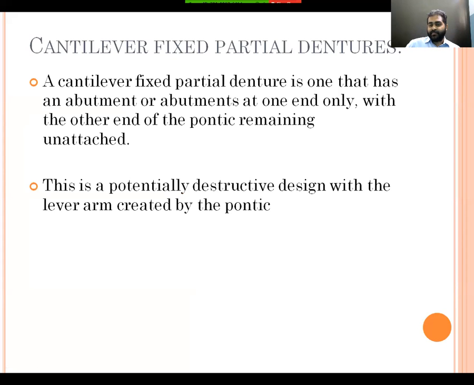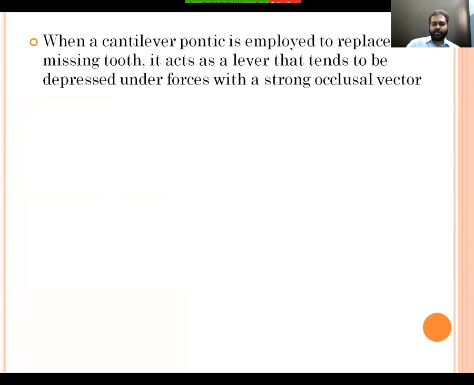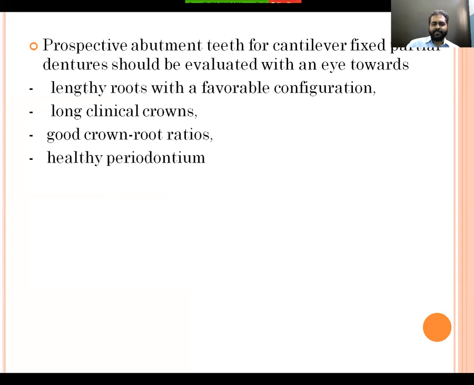The use of a cantilever fixed partial denture is again a questionable topic. You can use a cantilever, but your abutment should have a lengthy root, a favorable configuration, and a long clinical crown. If it is not there, it is very difficult to give a fixed partial denture. Good crown-root ratios are a must in this type of questionable abutment, the cantilever abutments. The cantilever is given when we have a good crown-root ratio and a healthy periodontium.